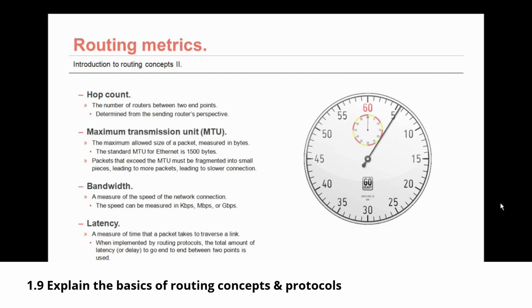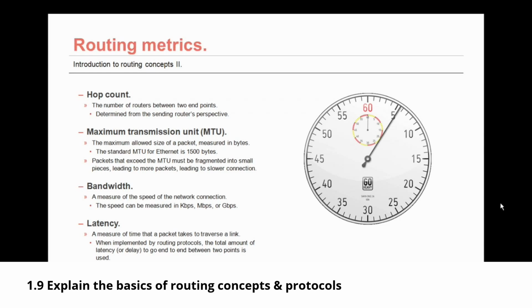Bandwidth is a measure of the speed of the network connection. The speed is commonly measured in either kilobits per second, megabits per second, or gigabits per second. Another common metric is latency. Latency is a measure of time that a packet takes to traverse a link.